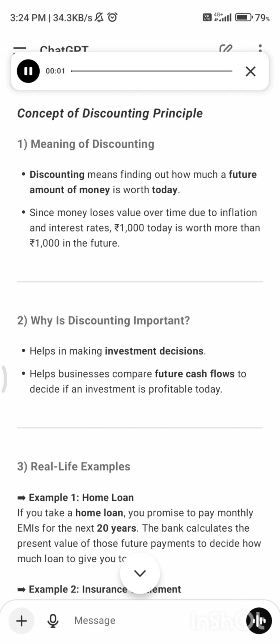Concept of discounting principle. 1. Meaning of discounting. Discounting means finding out how much a future amount of money is worth today. Since money loses value over time due to inflation and interest rates, 1,000 today is worth more than 1,000 in the future. 2. Why is discounting important? Helps in making investment decisions. Helps businesses compare future cash flows to decide if an investment is profitable today.